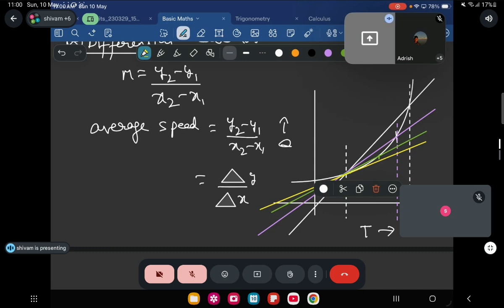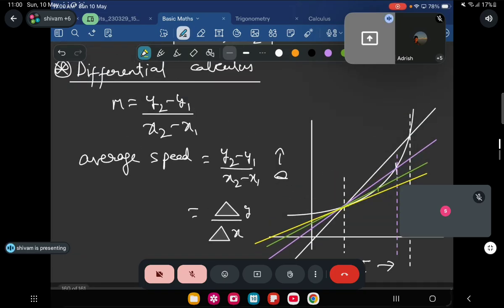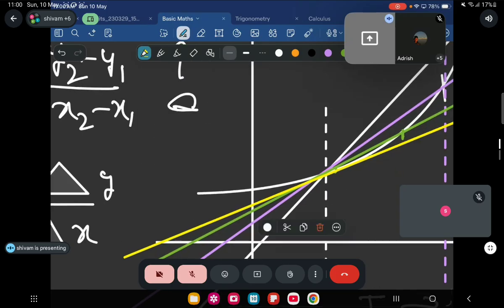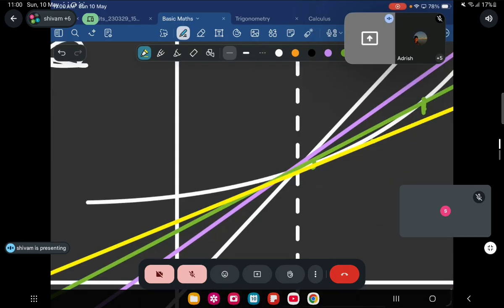Are you getting? A very small change in y with respect to a very small change in x will actually represent the slope of the tangent at a particular point. See, the yellow line is actually the tangent to the curve. If I find out dy by dx, it will represent the slope of the straight line. Why is it important? Because at every instant, it will give us the direction of the curve.